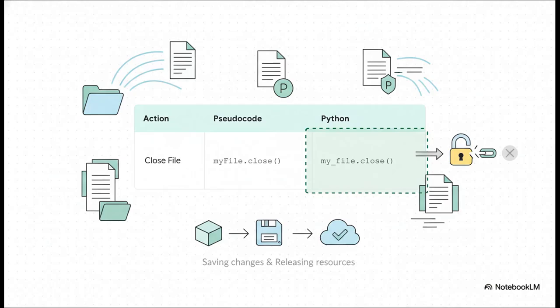The good news? The code for this is about as easy as it gets. It's just your file variable, followed by .close with a pair of empty parentheses. That's it. This officially saves all your changes and tells the computer you're done with that file for now.